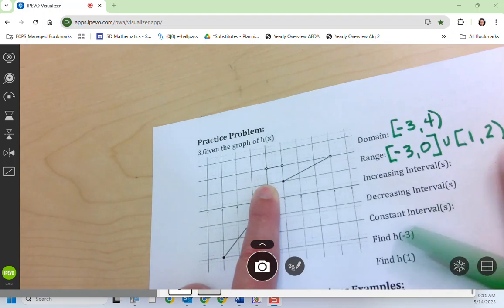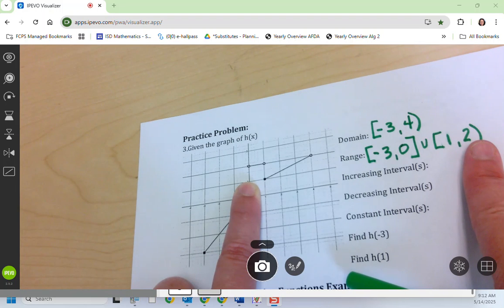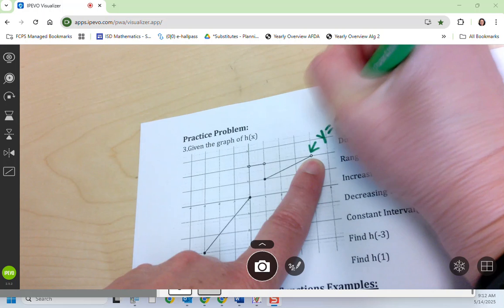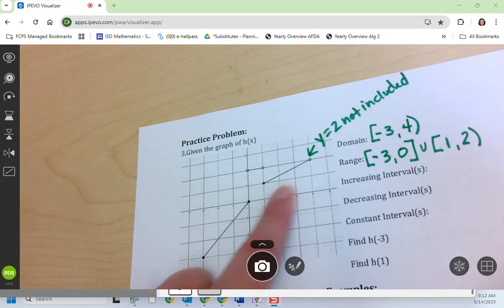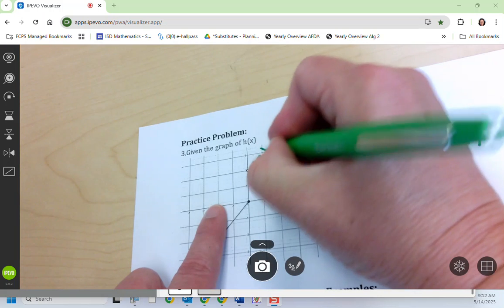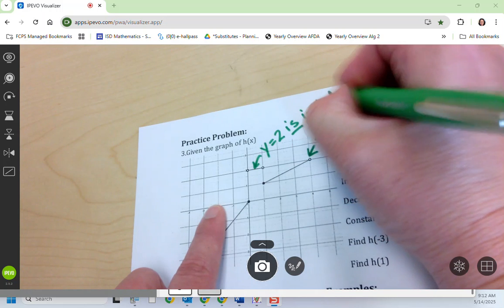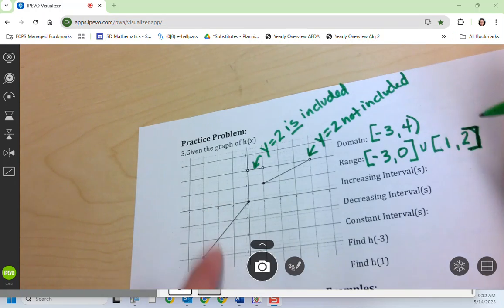Oops, you know what? I was wrong about this. I put this one right here because I saw the empty dot. Can anybody tell me why I actually am going to put a square bracket there? The line, yeah. So even though y equals 2 is not included here, the y equals 2 is included here. So I have to, that's really actually very tricky. I do have to do this because it's included on the other piece.